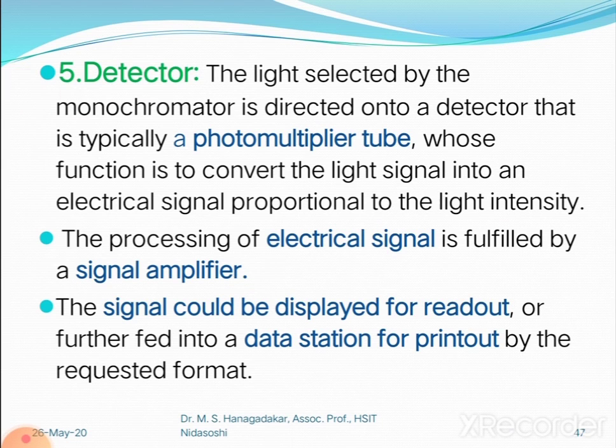Now the fifth component is called the detector. The light selected by the monochromator is directed onto the detector. Typically we use a photomultiplier tube, whose function is to convert the light signal into an electrical signal proportionally. That light intensity is directly proportional to the concentration of the metal salt which is present in the flame. The processing of the electrical signal is done by the signal amplifier.